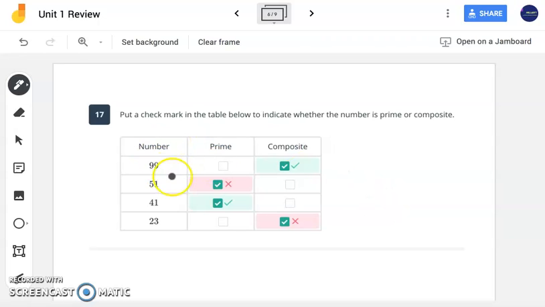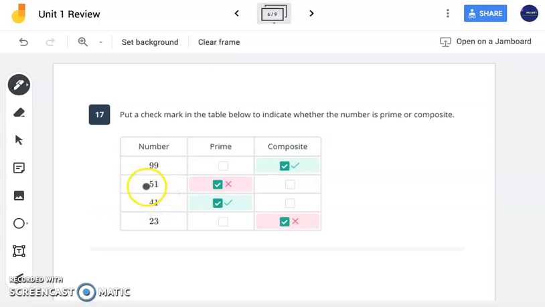So when we look at the number 99, I know 1 times 99 is definitely a factor. But I also recognize, wow, 11 times 9 is also a factor. That's also a multiplication fact that creates the number 99. Therefore, we can classify 99 as a composite number.